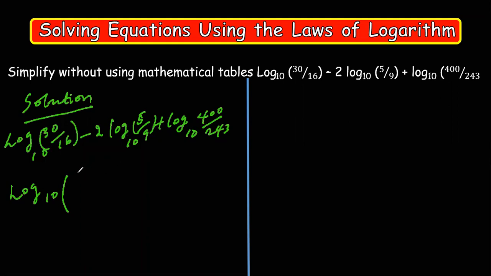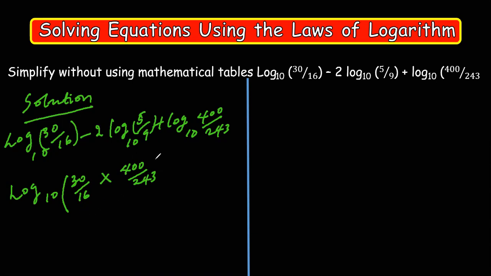So we should have 30 over 16, right? This is plus, so it's going to become multiplication here. And then we have 400 over 243. Then we have this. Let me just explain this to you. According to the power law, I'm taking this power to here. So we're going to have log 5 over 9 in brackets, then next to this the power, so this is going to become the power of this value here. So basically we're going to have something like this.